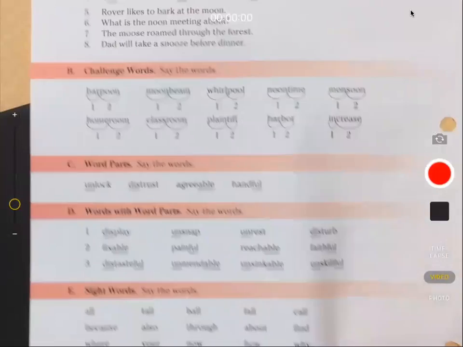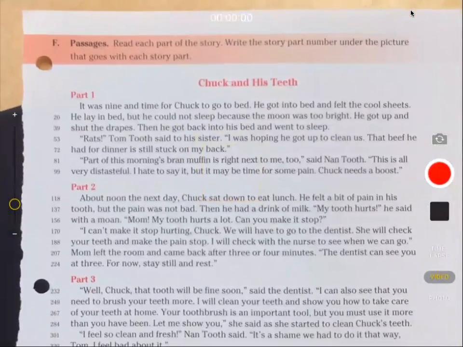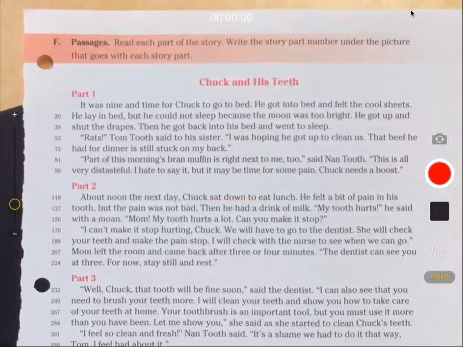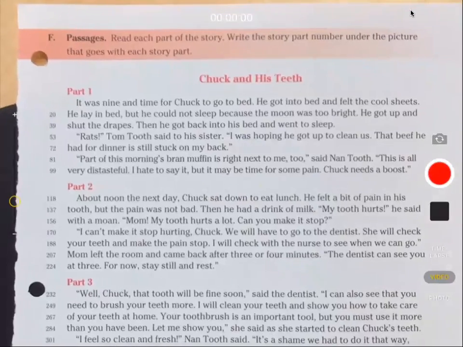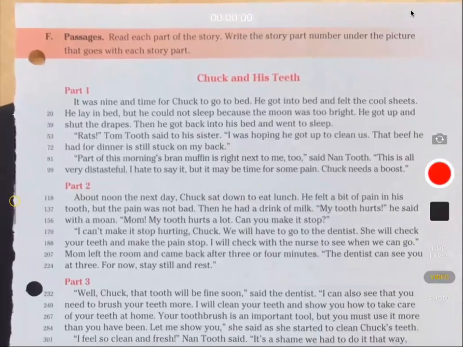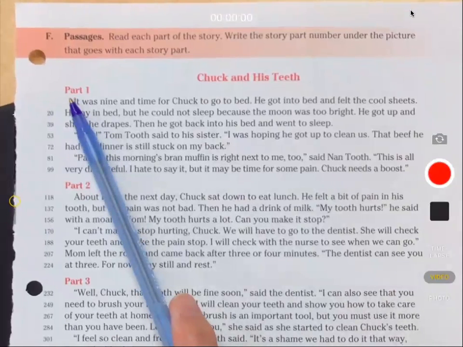All right, let's take a look at the reading passage this week. Again, you should all have page 9 in front of you. Please pause the video if you need to get your materials ready. Okay, everyone. Now, the passage this week is entitled Chuck and His Teeth. So what I would like you to do is to pause the video, read part 1 to yourself, and then resume the video, and you will hear me reading it aloud.